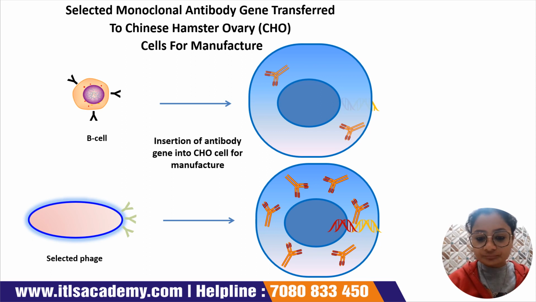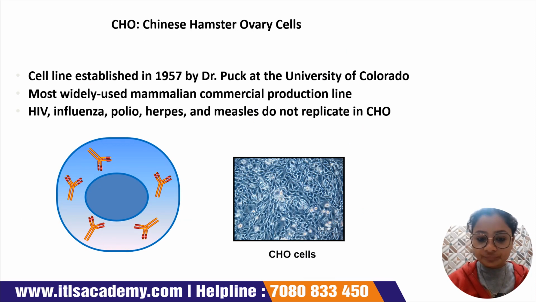So after inserting this antibody gene into the Chinese hamster ovary cell, the cells are replicating and gradually increasing in number. This is how the Chinese hamster ovary cell line has been established. It is abbreviated as the CHO cell line. It was established in the year 1957 by Dr. Buck at the University of Colorado, and it is the most widely used mammalian commercial production line.